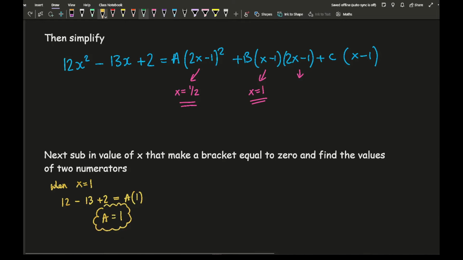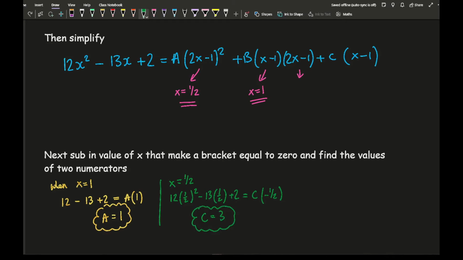And then if I substitute x equals a half, what I'm going to end up with is 12 times a half squared minus 13 times a half plus 2 equals, and anything that has got a 2x minus 1 is going to disappear, so I'm going to end up with c, and that's going to be minus a half there. So that then gives me a value of c equals 3.